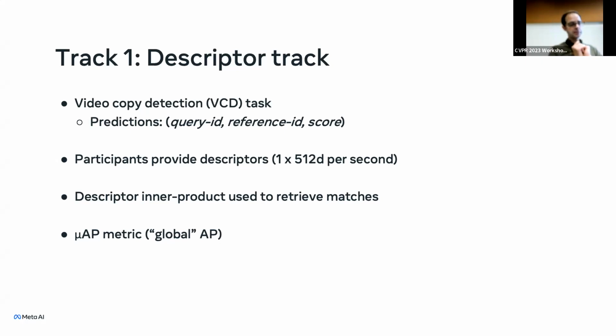This was scored using a micro AP metric or global AP. This is the same metric used in the image similarity challenge. And micro AP works by computing a joint average precision over predictions for all queries. So this is different from mean average precision, where you're computing an average precision per query and then averaging them. Here we're taking all predictions for all queries and then computing one average precision.